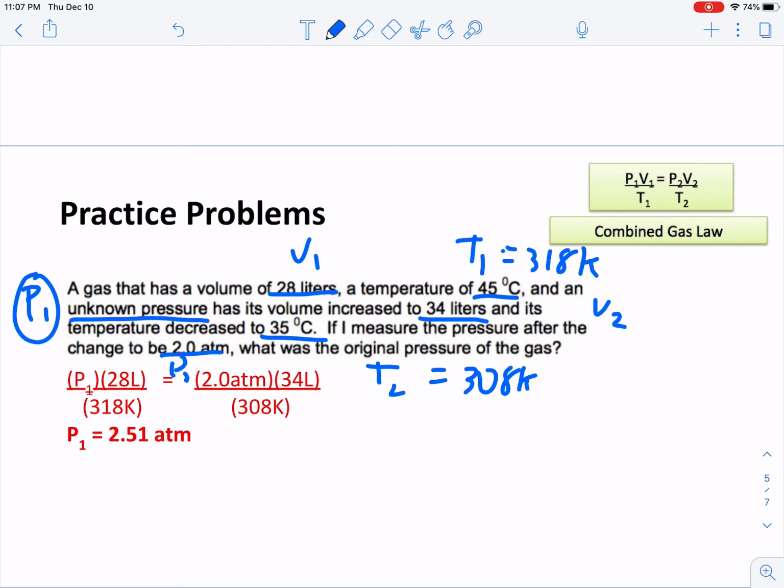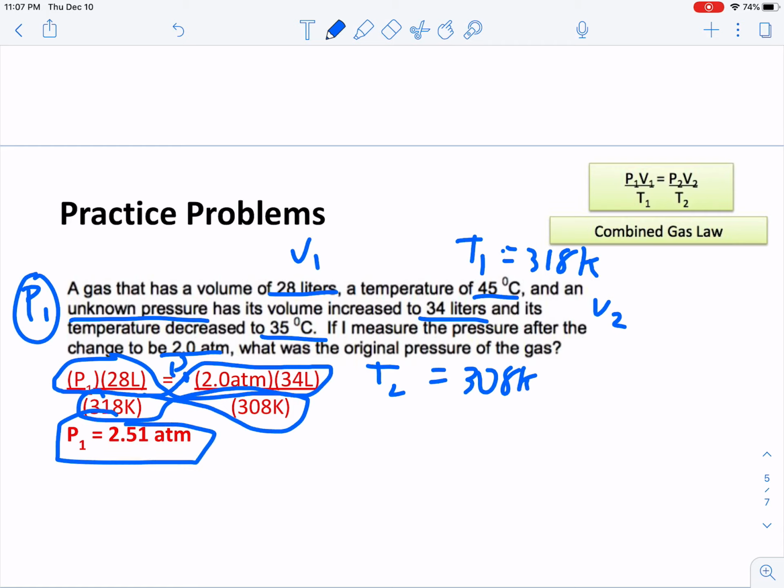And so I just plugged into those equations there. And all you need to do is cross multiply these. So we know P1 times 28 times 308 is equal to 318 times 2 times 34. And then you're just dividing basically that side, the 318 times 2.0 times 34 divided by 28 divided by 308. That'll give you P1 by itself. You should have gotten 2.51. We'll get more practice with this. This is as hard as the math will get in this.